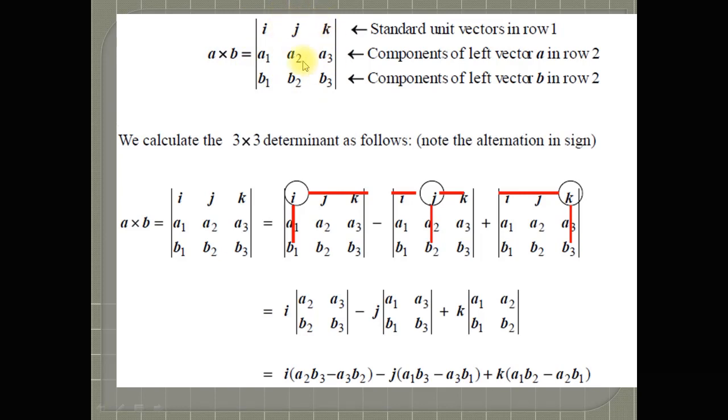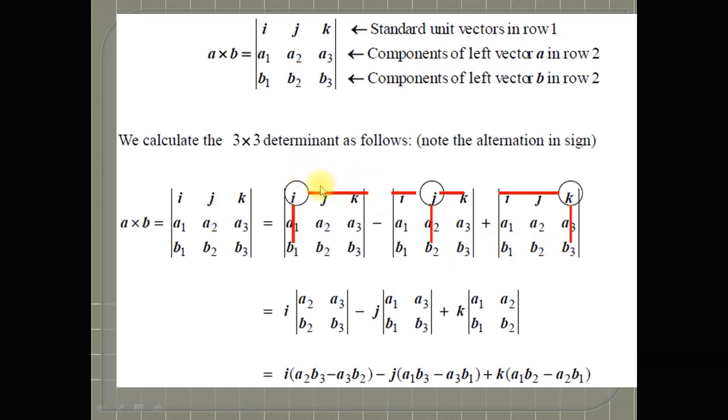J, K. Now expanding this determinant with respect to any row or with respect to any column, we calculate the 3 by 3 determinant as follows. Note the alternation in sign. A cross B is equal to I, J, K, A1, A2, A3, B1, B2, B3 minus I, J, K, A1, A2, A3, B1, B2, B3 plus I, J, K, A1, A2, A3, B1, B2, B3.